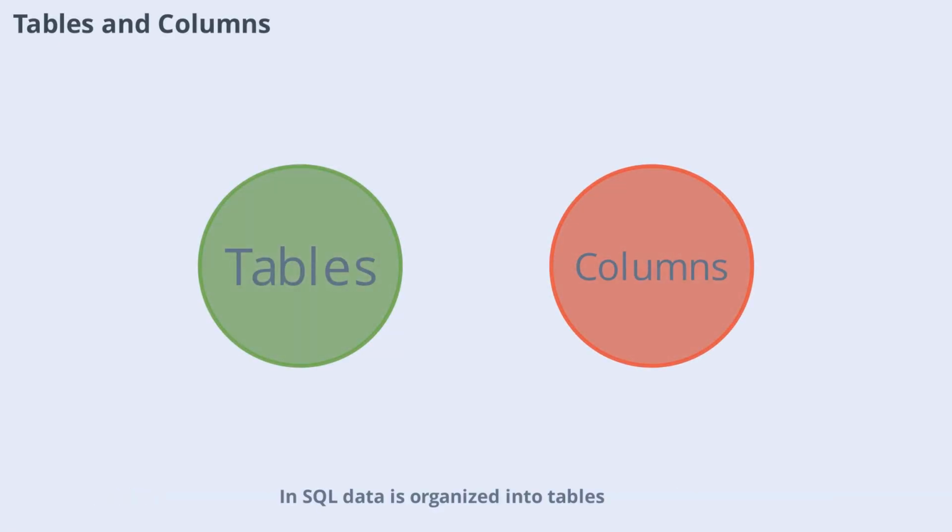In SQL, data is organized into tables, which are like spreadsheets with rows and columns. Each column represents a type of information like names or sales, and each row is a record. Understanding this structure is key to writing effective SQL queries.